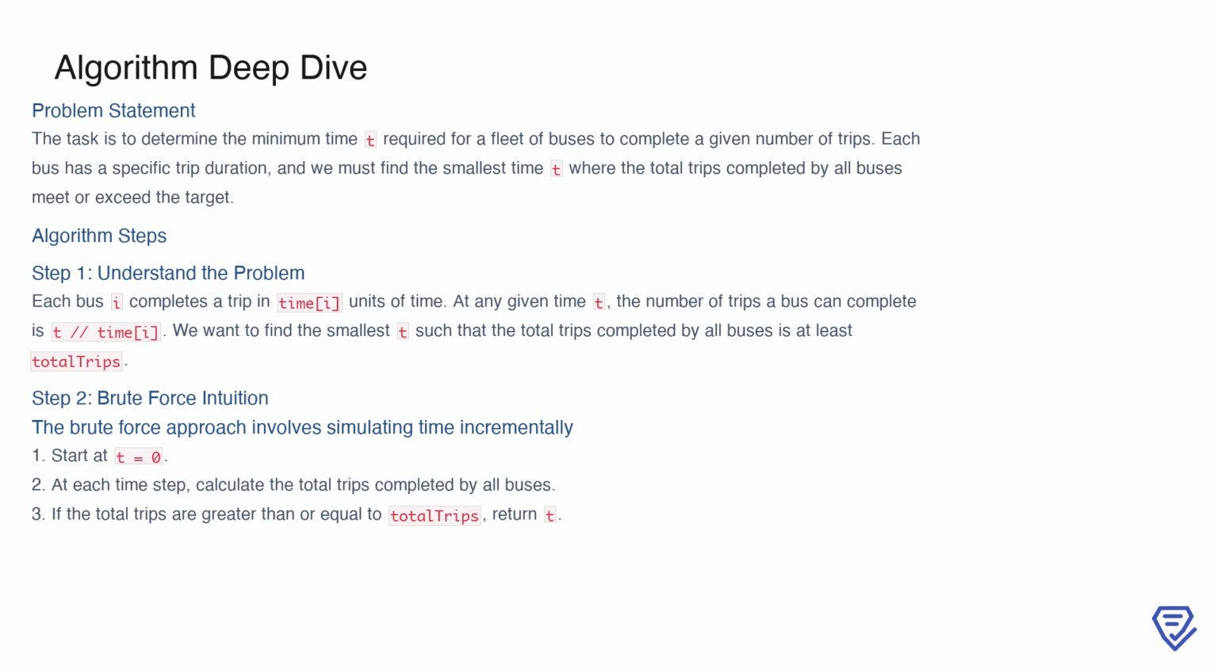Initially, we can consider a brute force approach, where we increment the time step by step, calculating the total trips at each step. If the total trips meet or exceed the target, we return the current time. However, this method simulates every time step and becomes computationally expensive for large inputs, leading to inefficiencies that we need to address with a more optimized strategy.